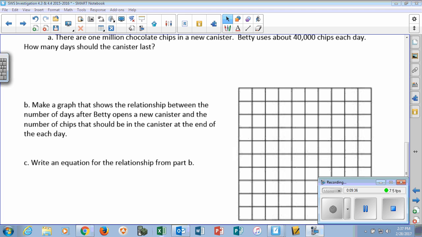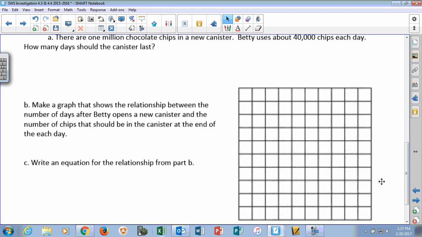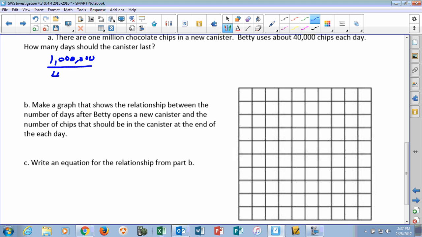All right, so what did you come up with for how many days should the canister last? What did you come up with, Yasmin? 25 days, that's correct. How did you come up with that? She did 1 million divided by 40,000, right? Because this is total chips, right here. This is chips per day. So that tells you how many days you can get out of the whole batch, and if you divide it, you get 25. Okay? So that's when they're all gone. That's when they're supposed to be all gone.